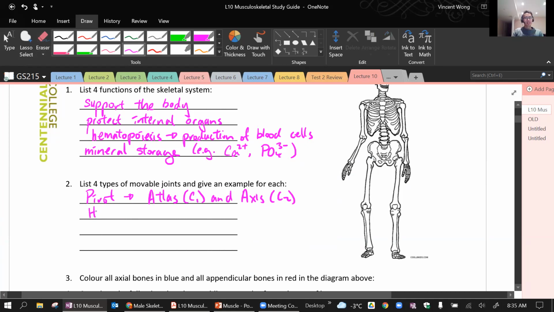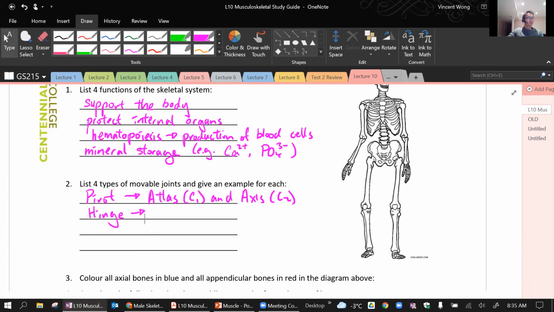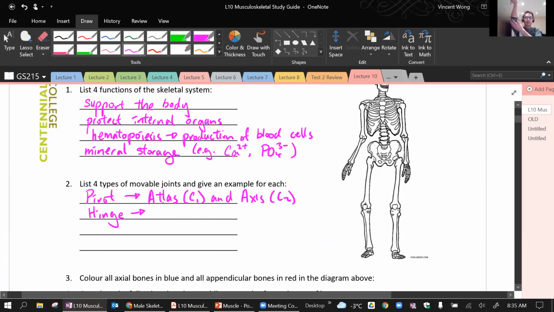Second one was hinge joint. Where are the hinge joints again? Please give me an example. Anybody remember? I kind of just told you a second ago. Hinge joint. Right here, right? Elbow, hinge joint. Okay, so elbow. Specifically, it's the humerus and the radius, but we're just going to call it elbow. And then the knee as well.